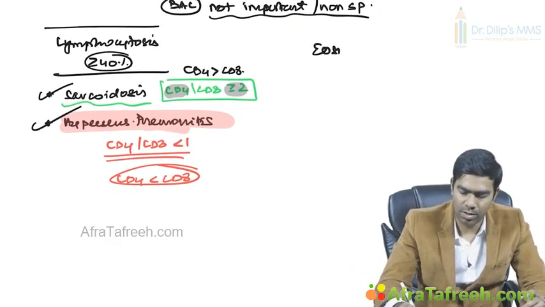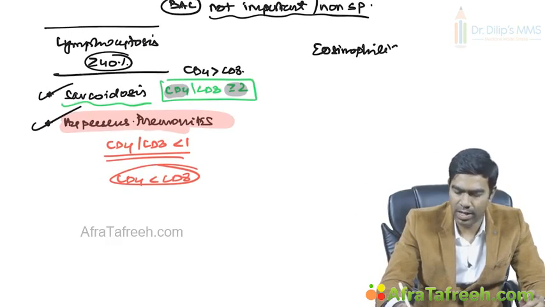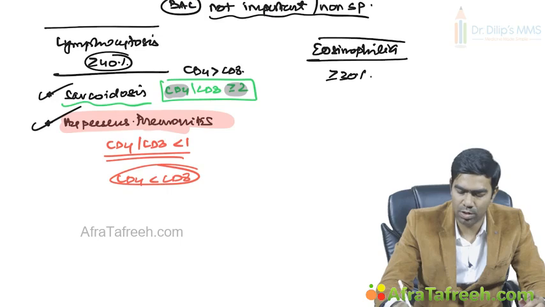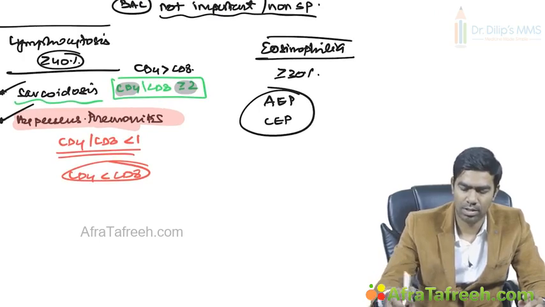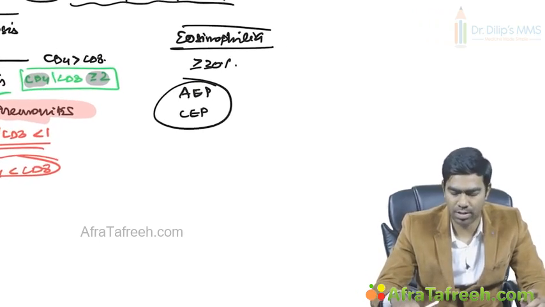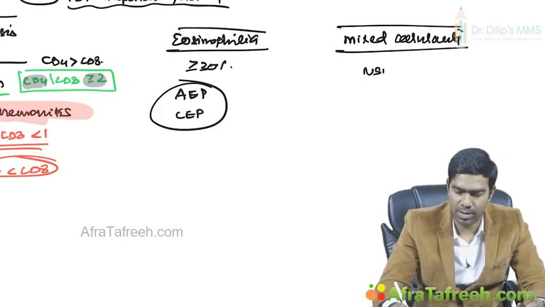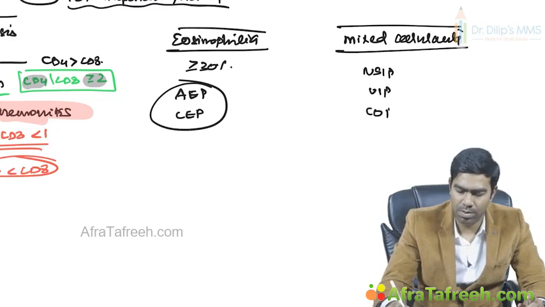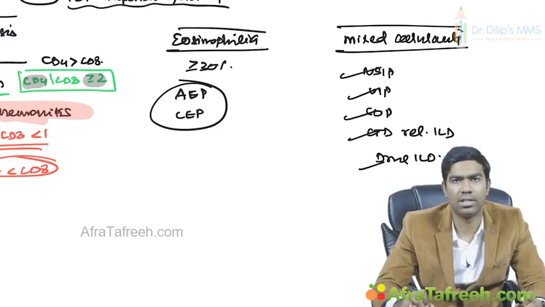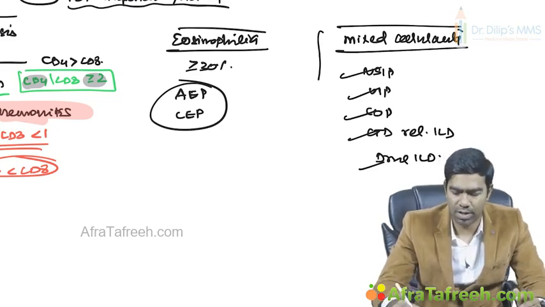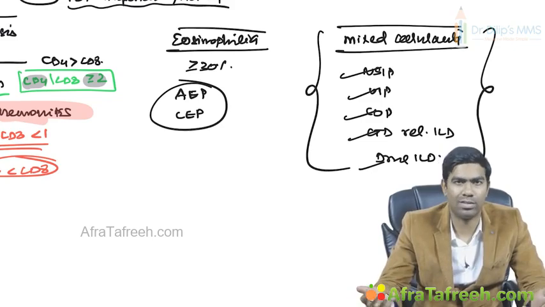Next, if you have eosinophilia, that too a very high range, more than 30%, you are going to diagnose only acute eosinophilic pneumonia and chronic eosinophilic pneumonia. Only these two, nothing else. That high eosinophils you won't see in any other conditions. Then mixed cellularity, they don't have any value, where all the cells will be increased, like NSIP, UIP, COP, connective tissue disorder related ILD, drug related ILD. All these are basic classic conditions which have a mixed cellularity pattern, which is of very, very limited value. You need not even look at this. This is not important at all.